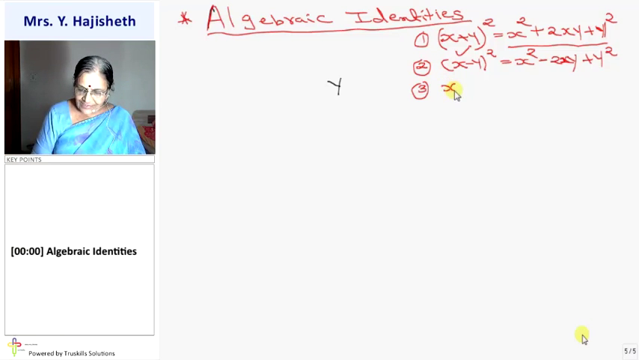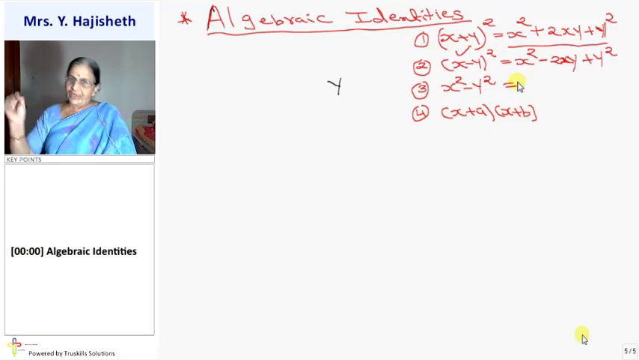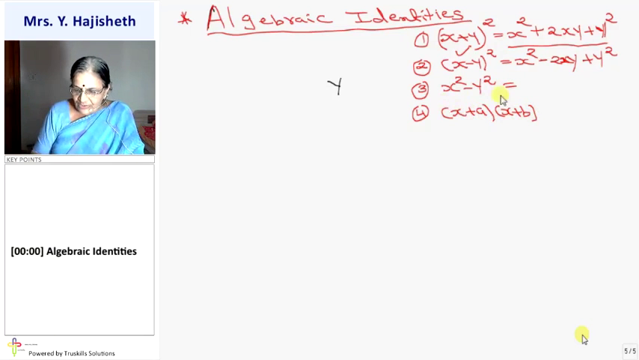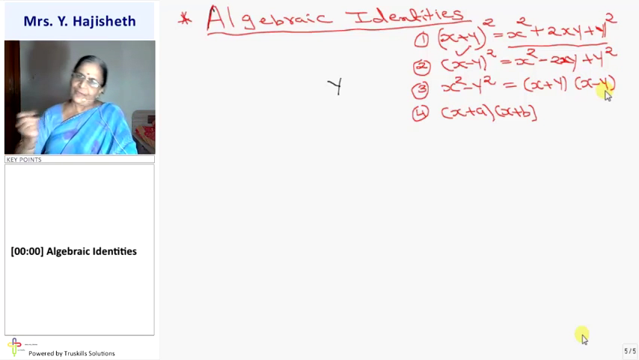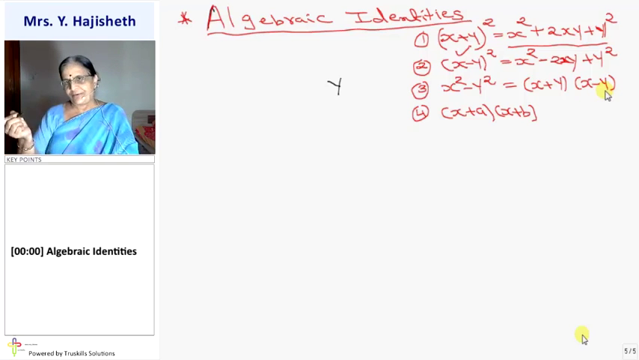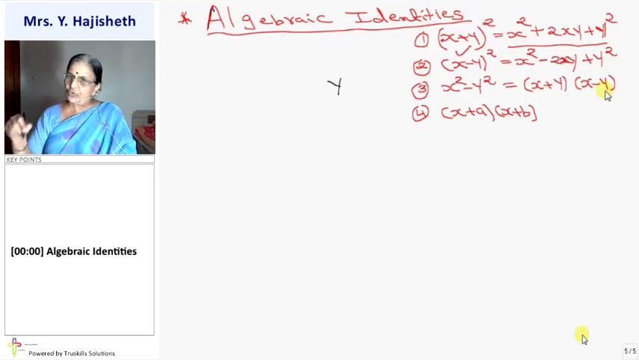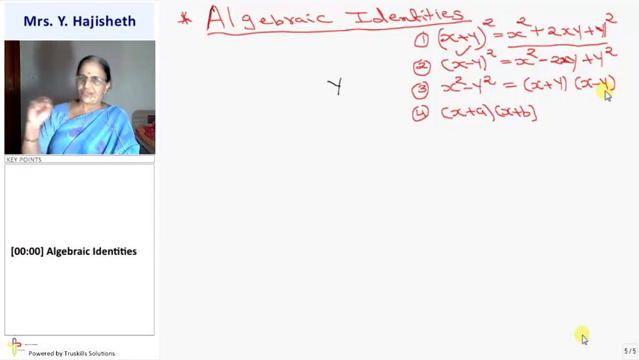Third is x square minus y square, difference of 2 squares. And fourth is the product of x plus a into x plus b. These 4 formulas you have already learned in your standard 8. Difference of 2 squares: one bracket is the sum of their square roots and another bracket is the difference of their square roots. And to find the product, x plus y into x minus y is x square minus y square. Sum of 2 numbers into difference of 2 numbers. The product of both is nothing but the square of the first number minus the square of the second number.